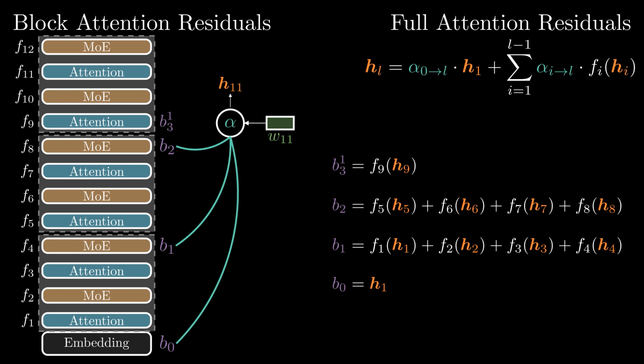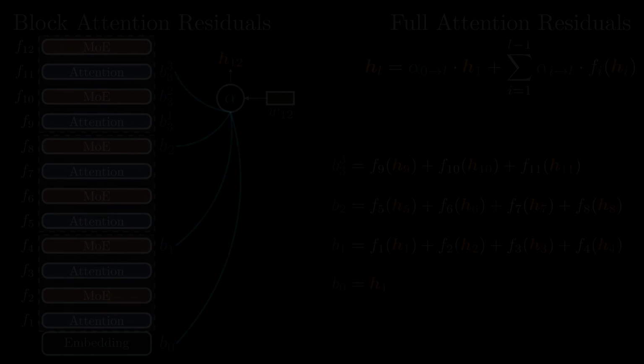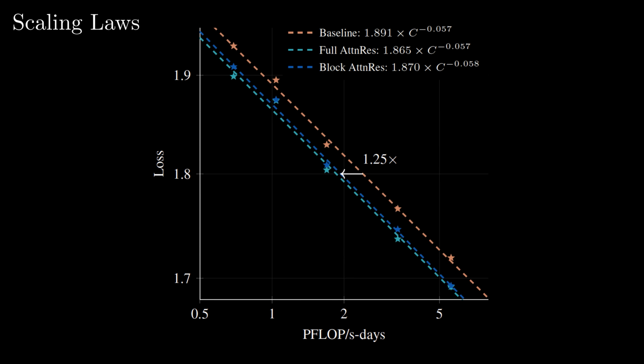To compute H11, in addition to attending to the summary of previous blocks B0, B1, B2, we also attend to the partially accumulated sum for the current block. Same for computing H12. This accumulation happens online during the forward pass. No extra storage required.